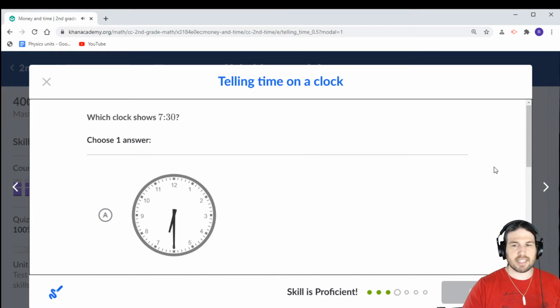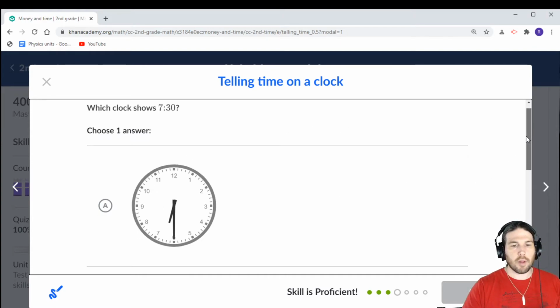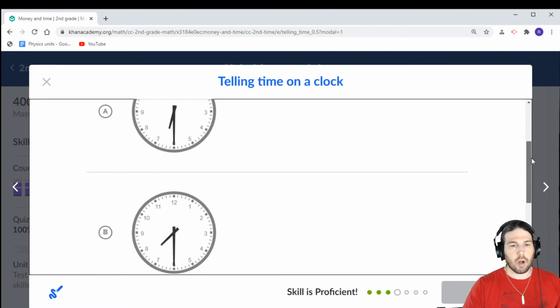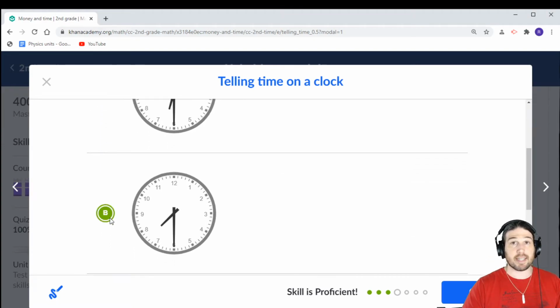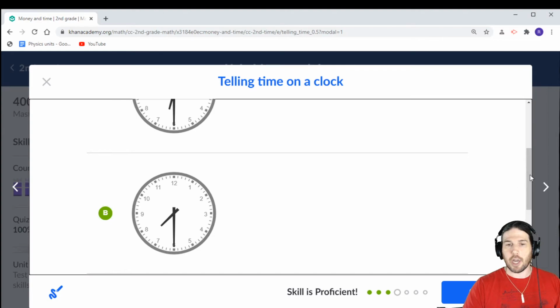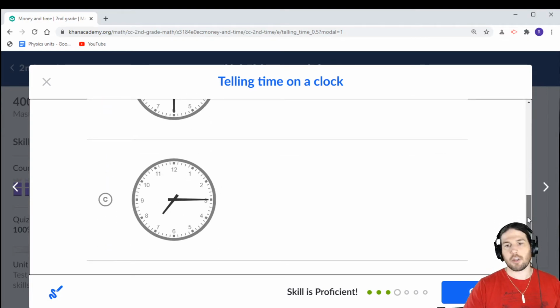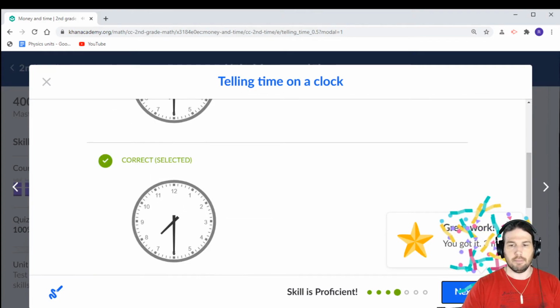Which clock shows 7:30? So we want the one that has the minute hand pointing straight down, right? That's good. Halfway around the circle is 30 minutes. But we want the hour hand to be between the 7 and the 8, not between the 6 and the 7. And C is obviously wrong because the minute hand is pointing in the wrong direction.